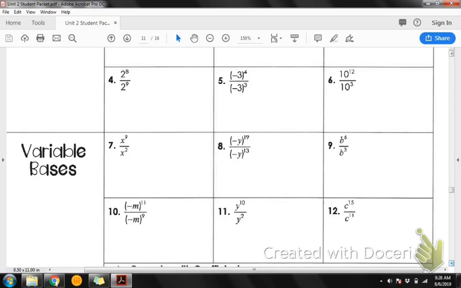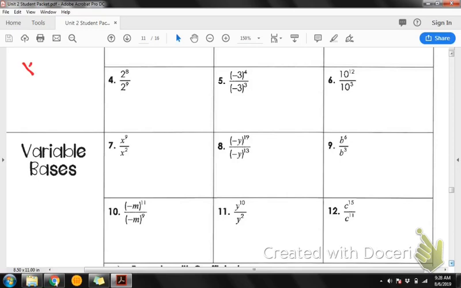Is there a problem with number 4? Yeah, the bigger exponent is on the bottom. The bigger exponent's on the bottom. Okay. So let's do a smaller example.